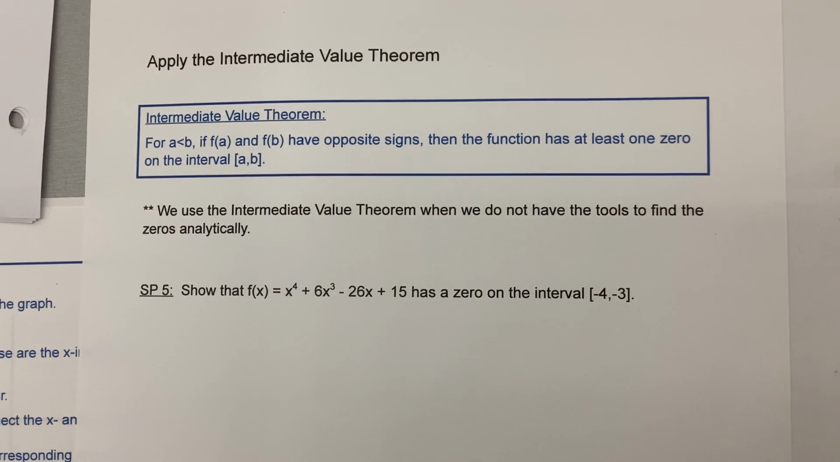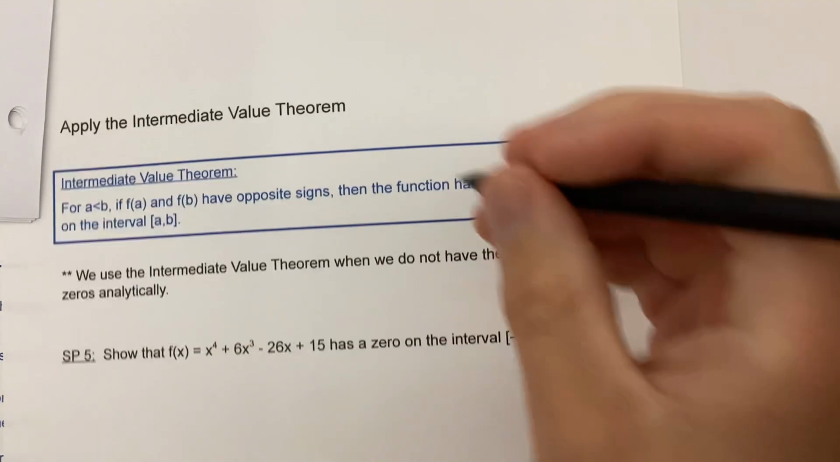Our intermediate value theorem states that if a and b are not the same, and a happens to be less than b, if f of a and f of b have opposite signs, then the function has at least one zero on the interval. Let's look at an example of that.